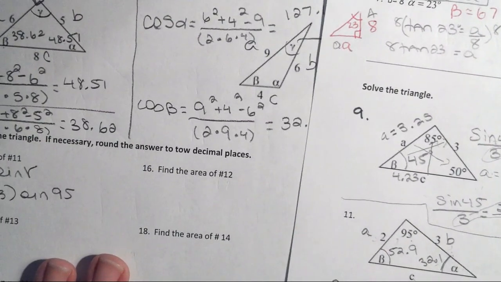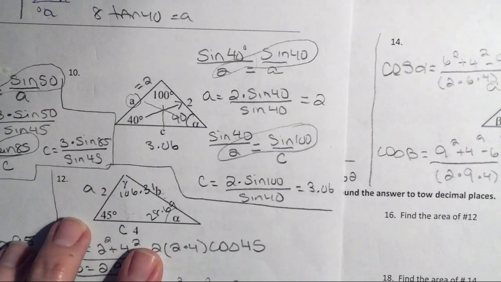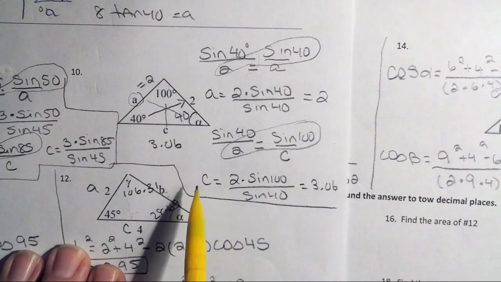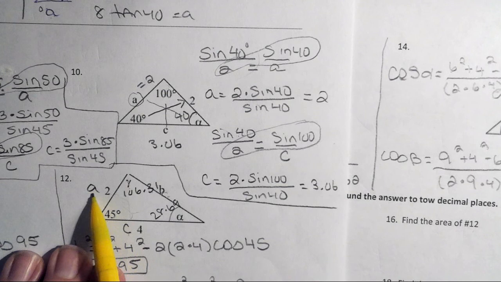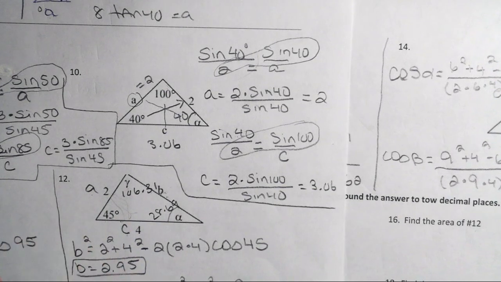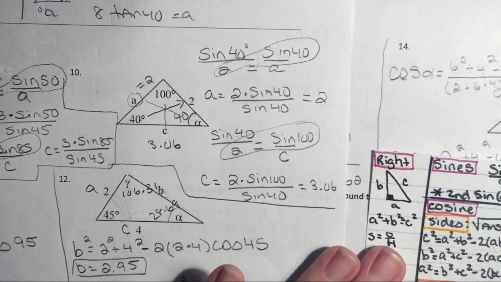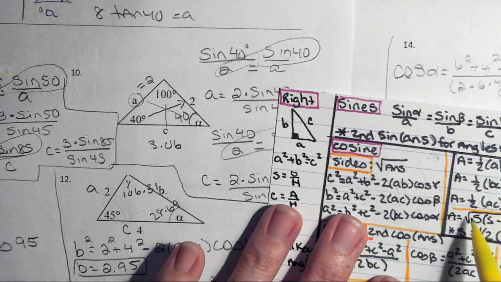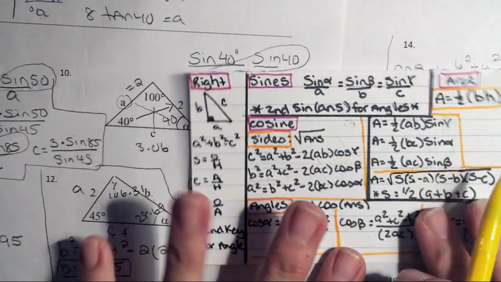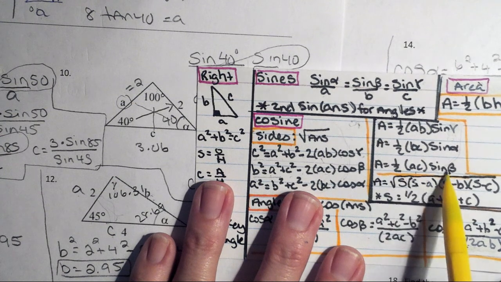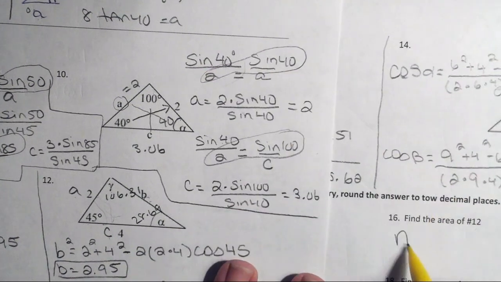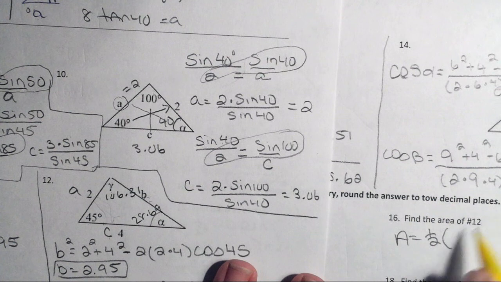Alright, so hopefully you've tried number 16 already. On number 16, they want me to look at triangle 12. And on triangle 12, we have side C, side A, and beta. So C, A, and beta, using this formula right here, 1/2 A times C times sine of beta. So area equals 1/2 A times C times sine of beta.